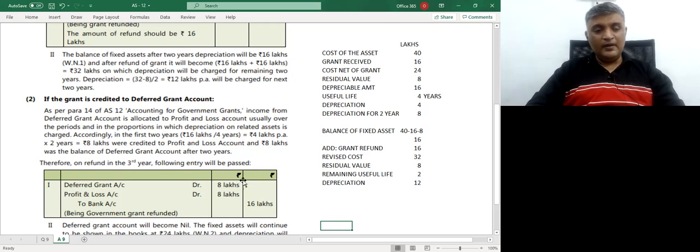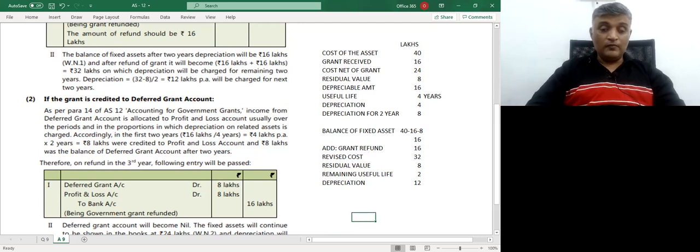But why are we debiting 8 lakhs of deferred grant? Remember, out of 16 lakhs which we received, 8 lakhs has already gone to P&L account. We have already credited P&L account 8 lakhs, which means the remaining 8 lakhs is there in the deferred grant account. Now it's not required because we need to refund it back. So we will debit the deferred grant account of 8 lakhs, and whatever amount which was earlier credited to the P&L account of 8 lakhs, that will be now debited 8 lakhs. So deferred grant account 8 lakhs, P&L account 8 lakhs to bank account 16 lakhs. So this is the entry for the refund of the grant, right? When it was initially credited to the deferred grant account.